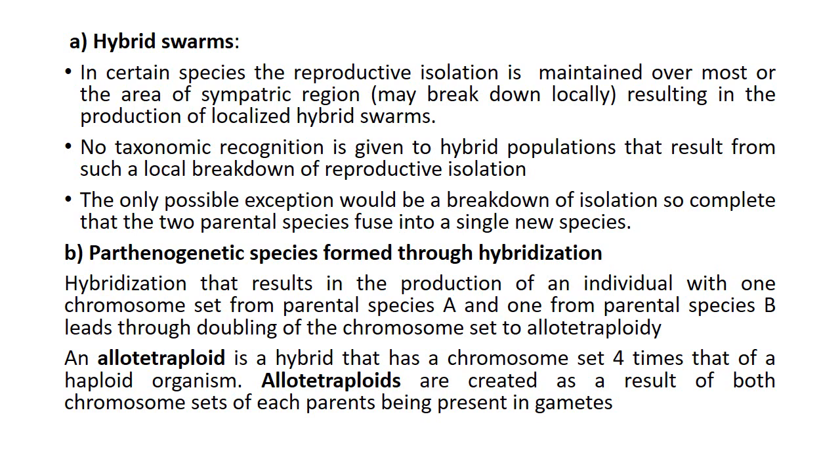Parthenogenetic species formed through hybridization. Production of an individual as a result of fusion of a complete set of chromosomes from parental species A and one complete set of chromosomes from parental species B results in the doubling of the chromosomes called allotetraploidy. Allotetraploidy in animals leads to the parthenogenetic mode of life. These are morphologically distinct and are generally recognized as valid species.